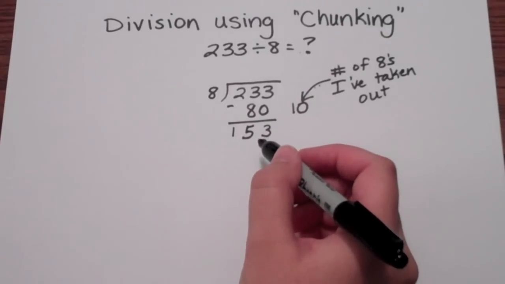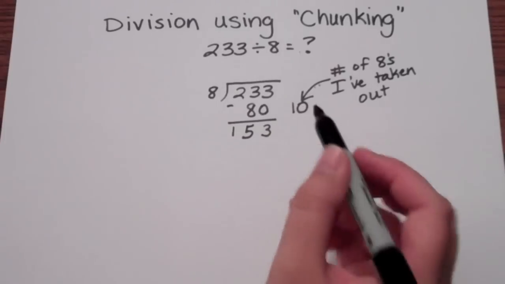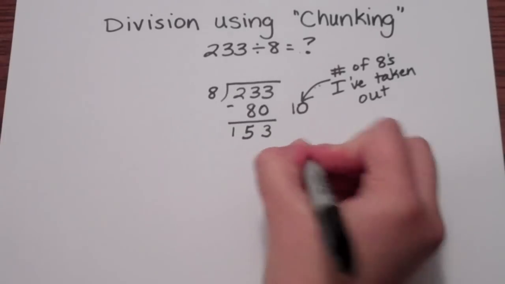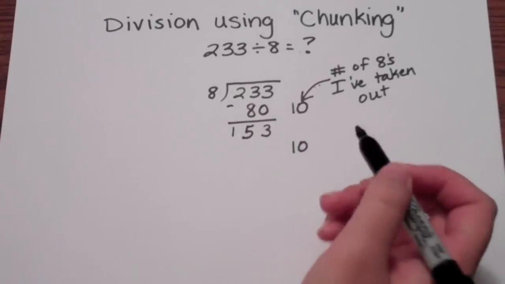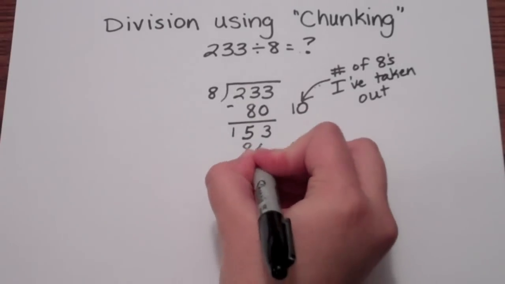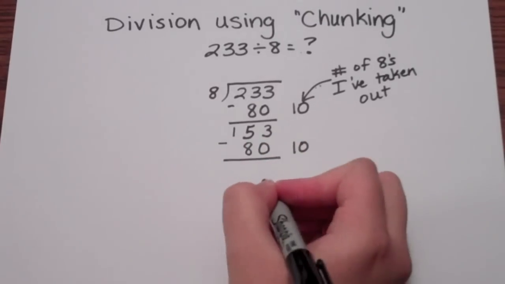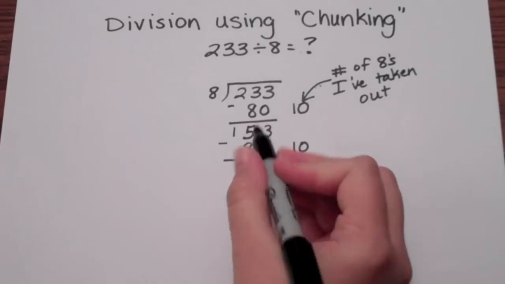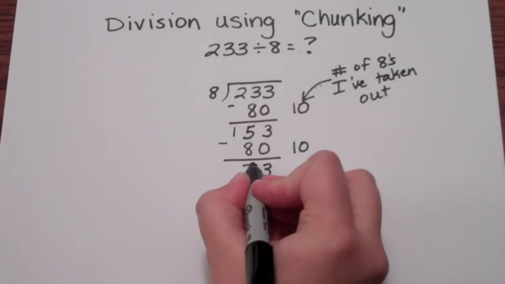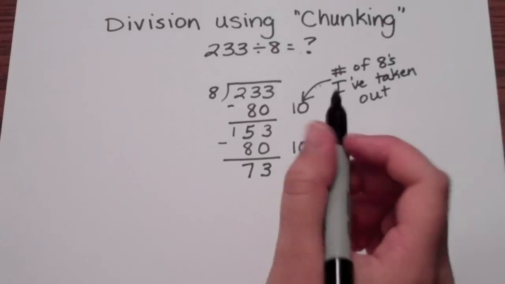So since I still have that much left, I need to take out some more eighths. I'm going to take out another 10 eighths, just because tens are easy to work with. 10 times 8 is another 80. If I take out 80, how much of my dividend do I have left? 3 minus 0 is 3. 15 minus 8 is 7. I have 73 of my original dividend left.